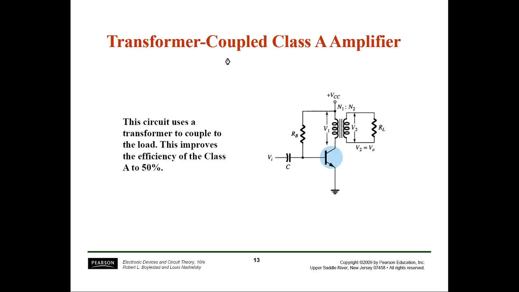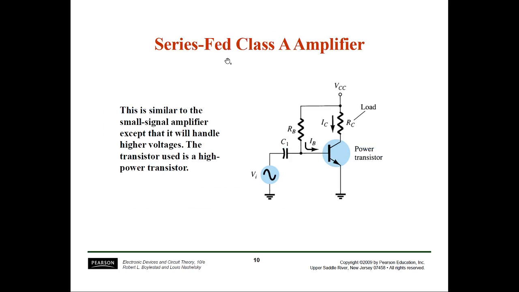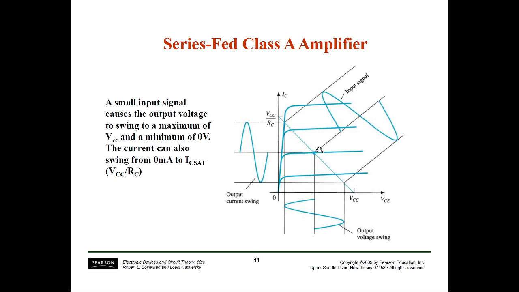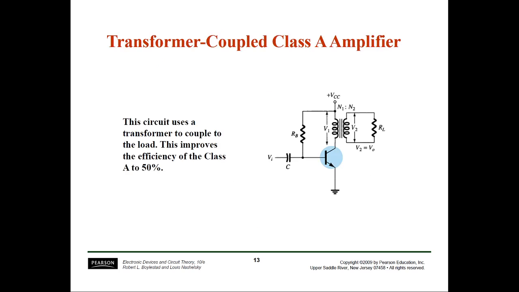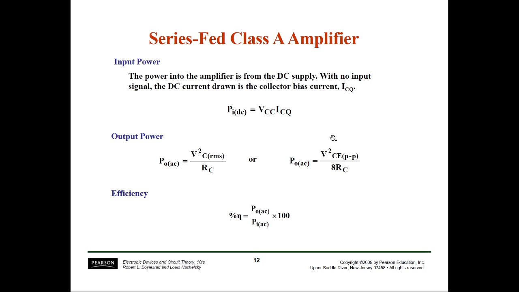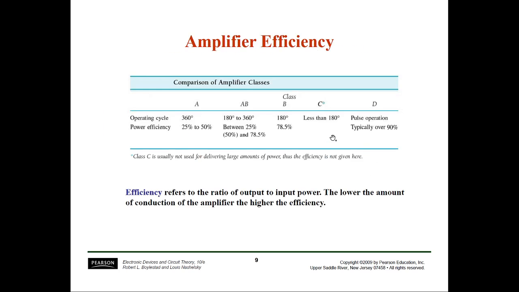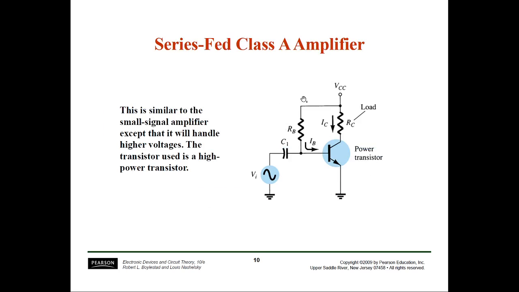In the series fed, we are using just our normal structure, this diagram. In the power transformer coupled amplifier, you will find a transformer at the output. Due to this, the structure will be bulky because we are using a transformer in this case. So we will see the series fed.